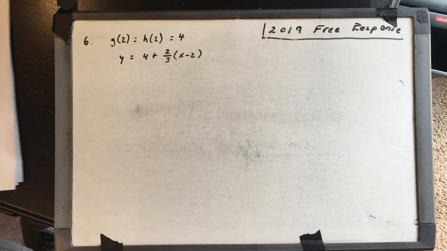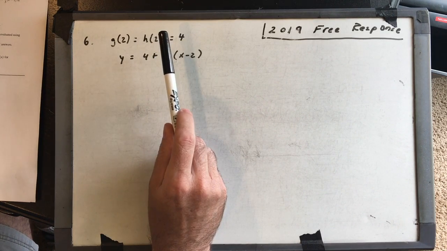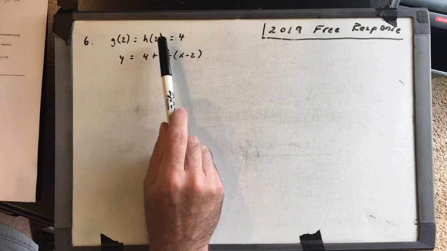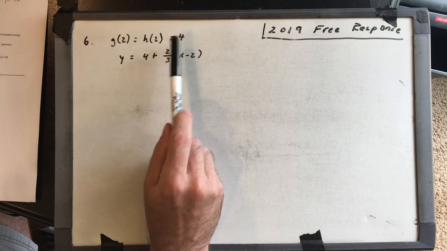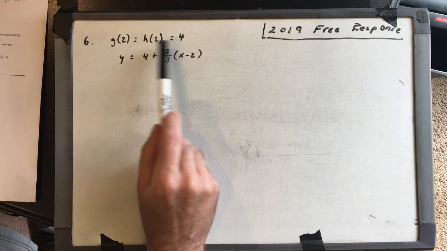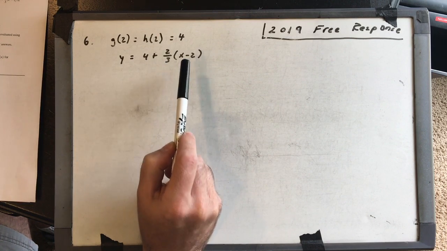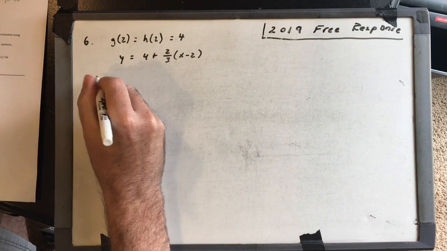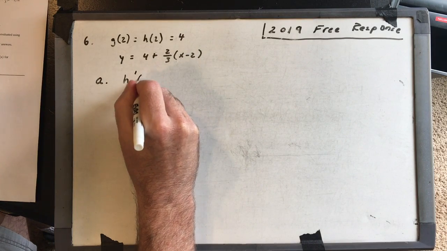So what we have is a function g and h. g of 2 is equal to h of 2 and is equal to 4. And then we have the equation of a tangent line to both of these, and that is y equals 4 plus 2/3 times (x minus 2). So part A says find h prime of 2.